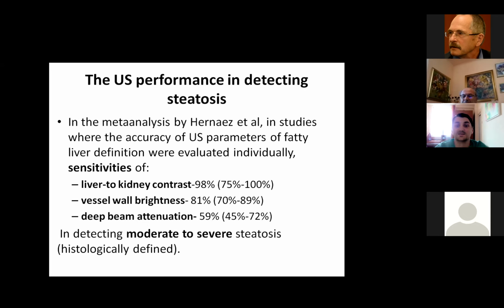In another meta-analysis, they evaluated the performance in detecting steatosis. And we know that there are a lot of parameters helping us depict liver steatosis. So they found out that the liver to kidney contrast, so the liver to kidney index, is the most sensitive in depicting hepatic steatosis, compared with the other parameters like vessel wall brightness or deep beam attenuation. Just pay attention that this performance is in detecting moderate to severe steatosis. In the cases of mild steatosis, the performance is a bit lower.